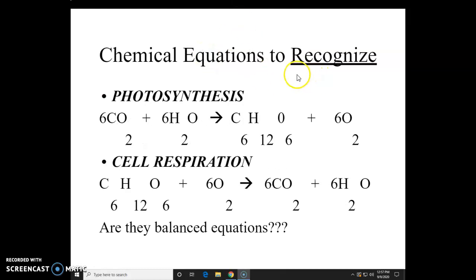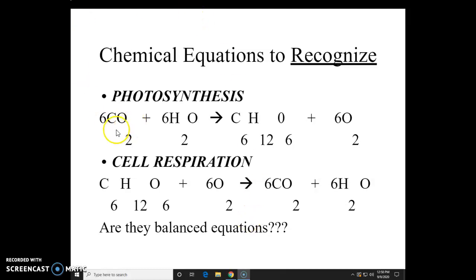Now, notice this says recognize. Okay, so let's write down the one for photosynthesis. 6 carbon dioxides plus 6 water yields glucose plus oxygen. And then cell respiration, which is the opposite of photosynthesis, has glucose plus 6 oxygen yields 6 carbon dioxide plus 6 water. Now, are they balanced? And I'll tell you now they are balanced. Did I ask you to memorize these? No. You just have to recognize them.